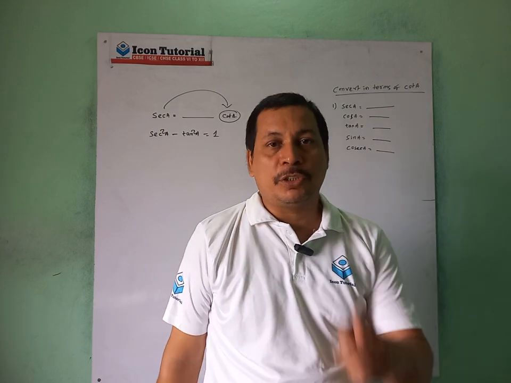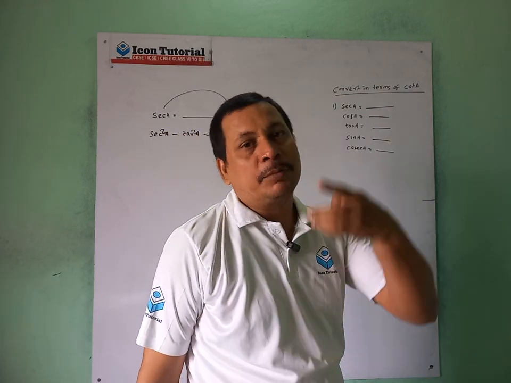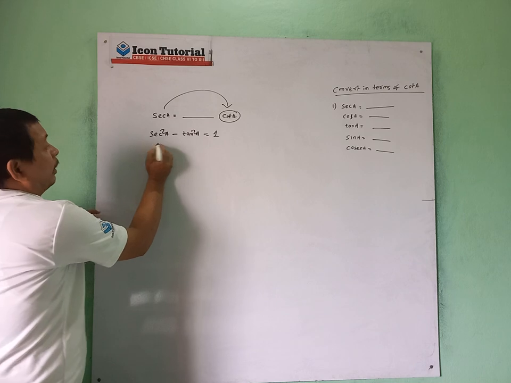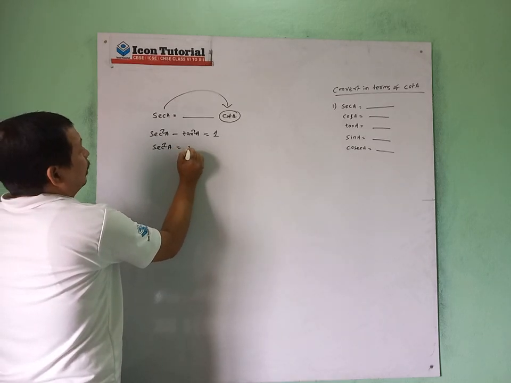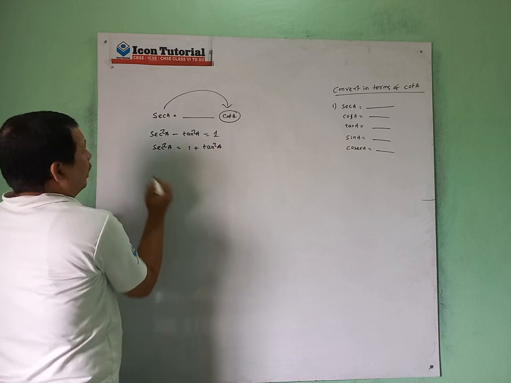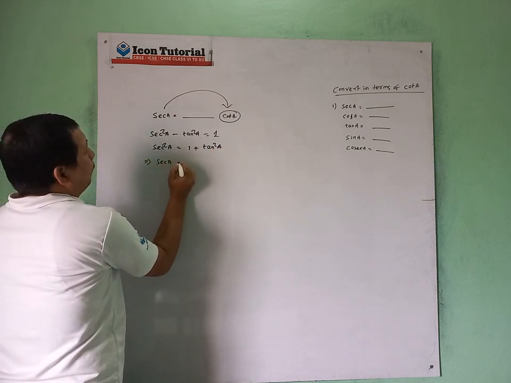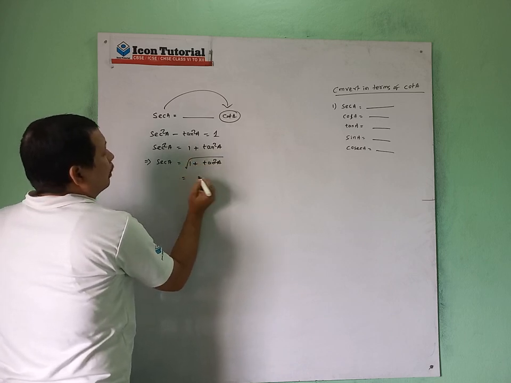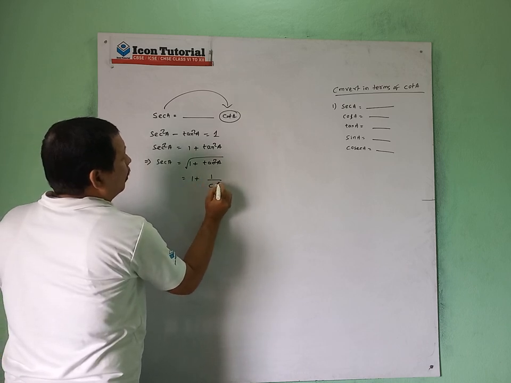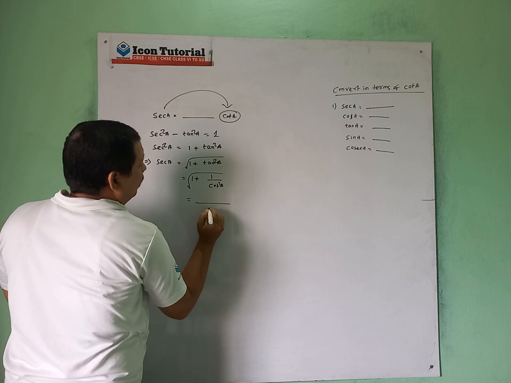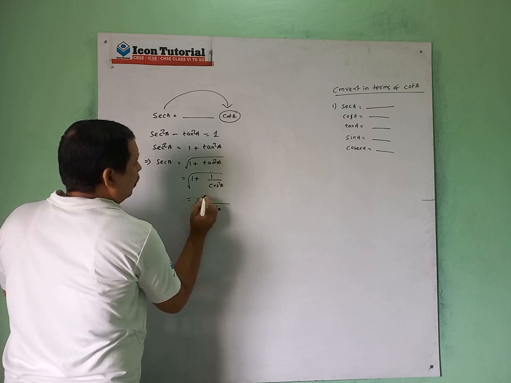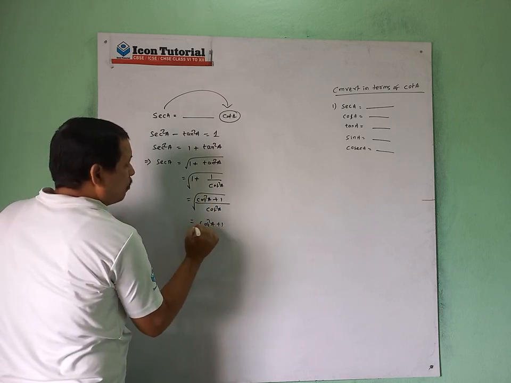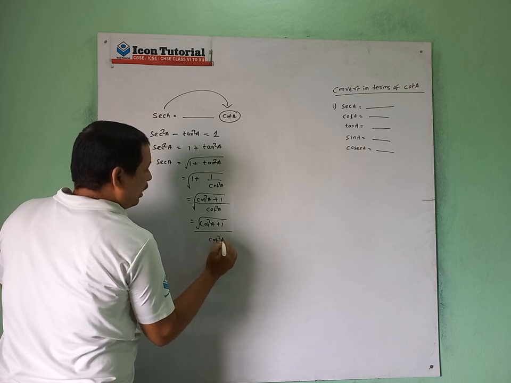So different trigonometric identities you have to remember. Then you can convert these trigonometric ratios into the form of cot A, cos A, tan A, sec A, any form. Look here: sec square A is equal to 1 plus tan square A. That implies sec A is equal to the square root of 1 plus tan square A. Now square root of 1 plus 1 by cos square A, which gives the square root of cos square A plus 1 divided by the square root of cos square A.